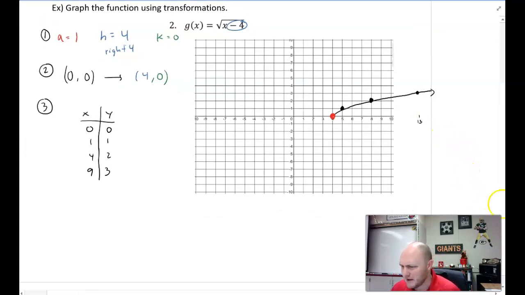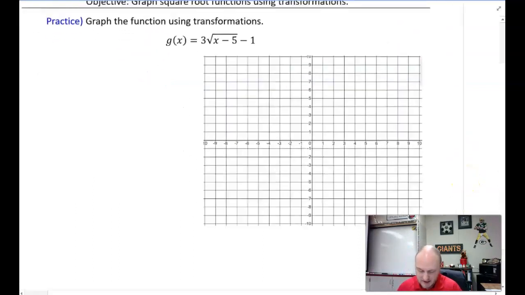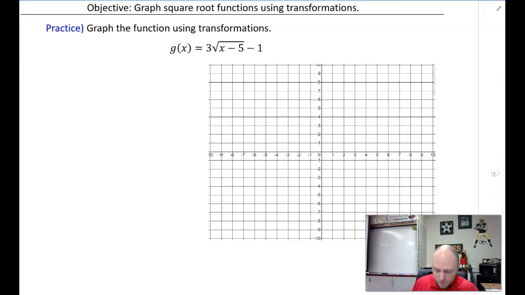Okay, I want to go back to a practice problem. I want you to go ahead and try this example. Pause the video, give this one a go. All right, hopefully you paused this one and that you found out A was 3, H was 5, and K was -1. So that's going to give you an anchor point, 5, -1. So I would plot that first, 5, -1 right here.